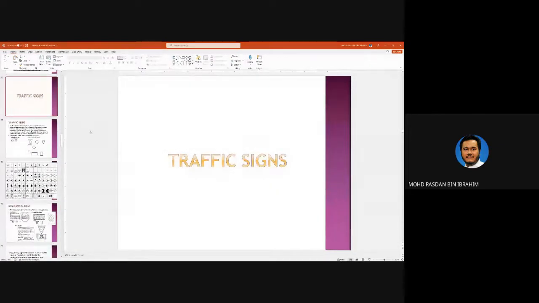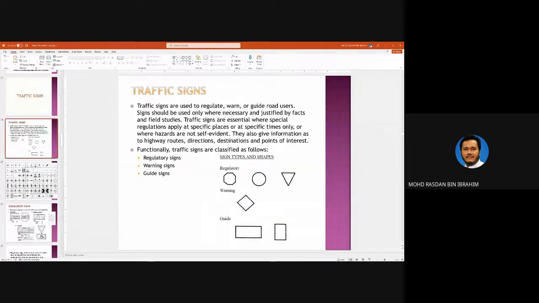All right, next is traffic signs. So several types. Okay, we have 3 main types, which are regulatory, warning, and guide signs. So they are used to regulate, warn, and guide road users lah. Okay. So they should only be used where necessary and justified by facts and field studies. You cannot simply put all types of signs everywhere. So that's why in Malaysia nowadays, sometimes you have a number of people putting up their own signs. So it becomes confusing to a certain extent.